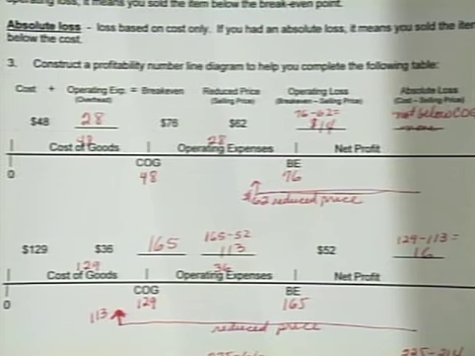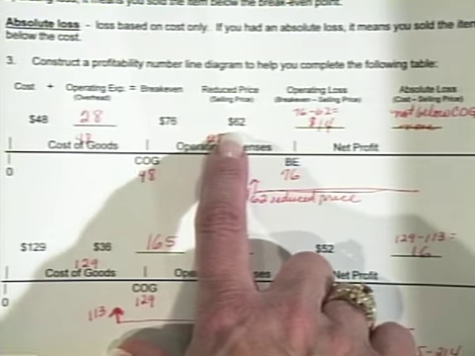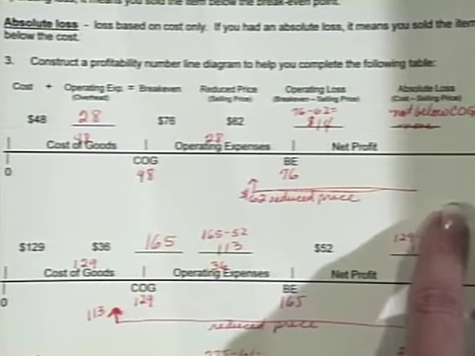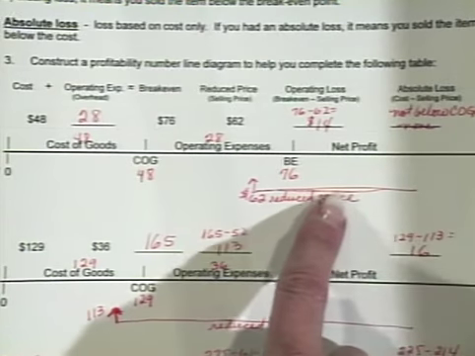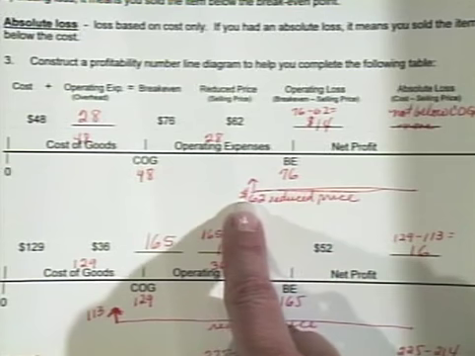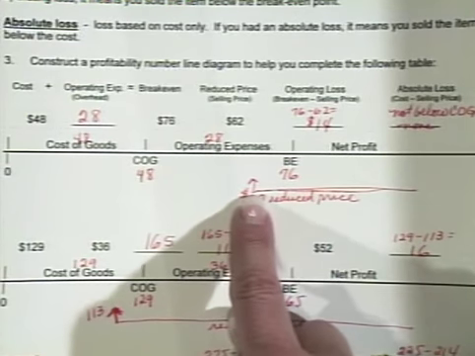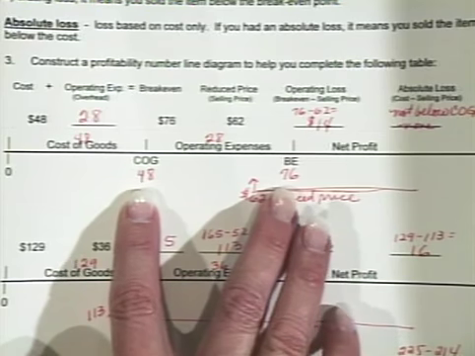Now obviously when I put this on the shelf, I put it on there for more than $76, but it didn't sell. So I marked it down. The reduced selling price that I marked it down to was $62. So someplace out here I had an original selling price, but I came and marked it down, which means I'm coming to the left, and I eventually sold it for $62. I'm going to put an arrow up to 62. Do you see it's between the cost of goods and break even?